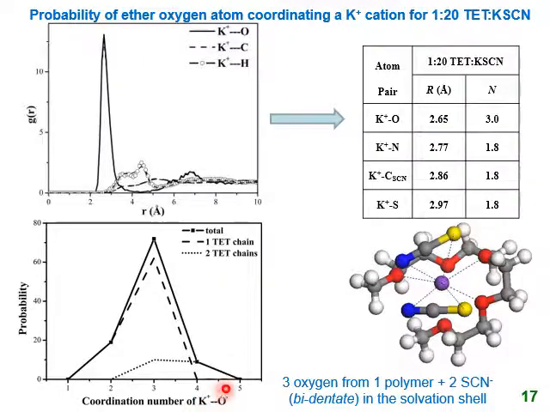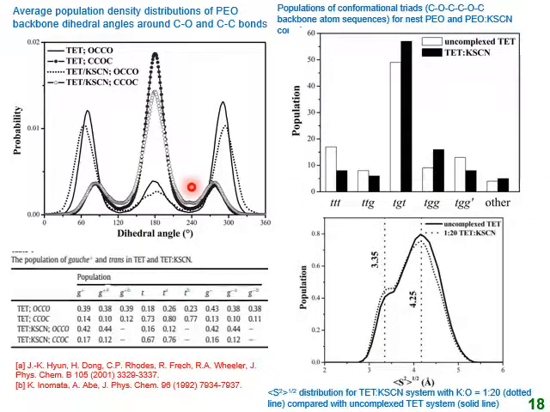We also vary the OM ratio, but the results are quite similar. That means the coordination shell is independent of the concentration of salt that is mixed in the polymer. Next, we investigate the chain properties.